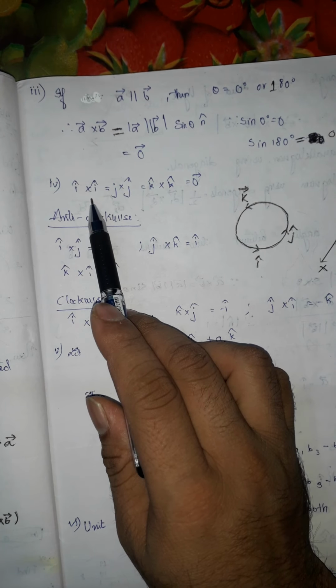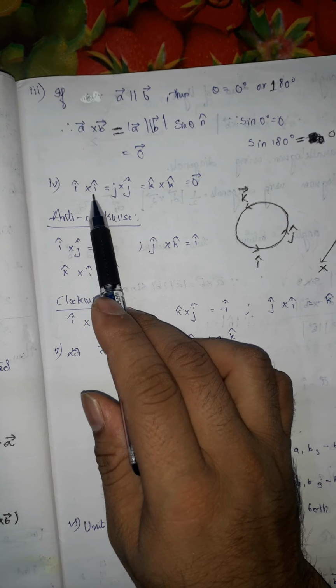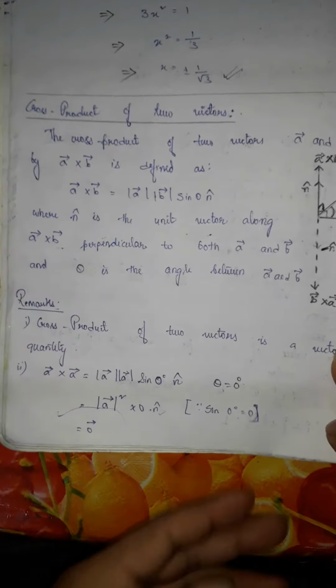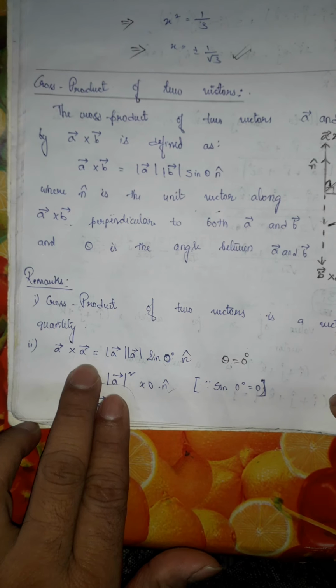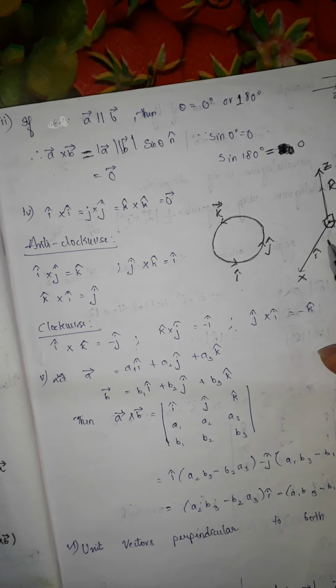i cross i, j cross j, k cross k will be 0 vector because they are the same vector. The cross product of two same vectors is always a 0 vector. i, j, k are unit vectors along the coordinate axes.